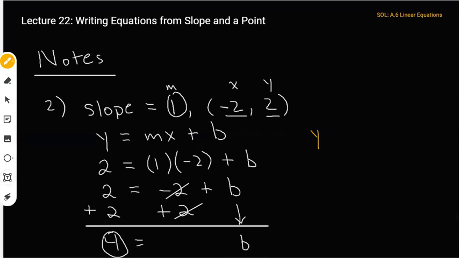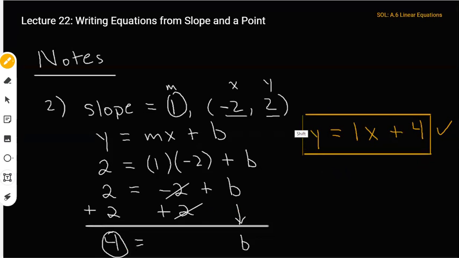So I've got a y. My m is going to be 1. I put down x because that's going to be a variable. And then plus b, b is going to be 4. And that's my answer. Now, since I have a 1 out in front, I don't really need to write the 1. So I could also write my answer as y equals x plus 4. That would be the same exact answer, just written in a different way.